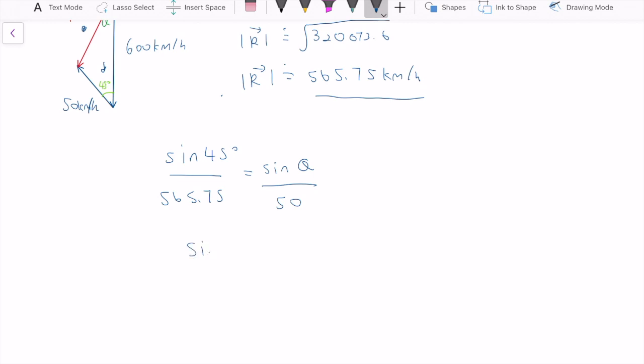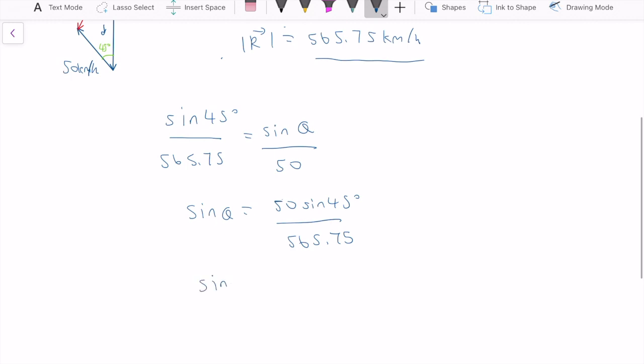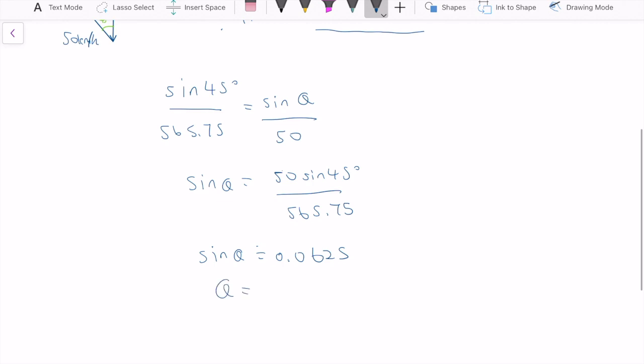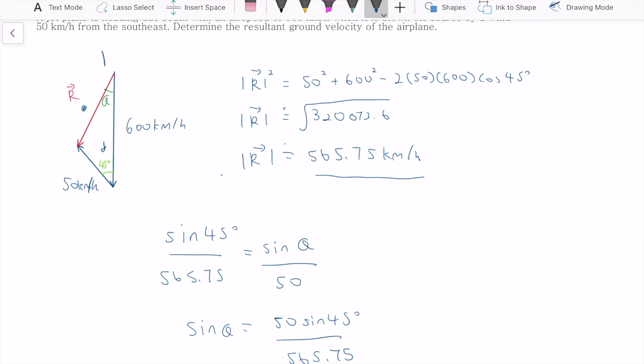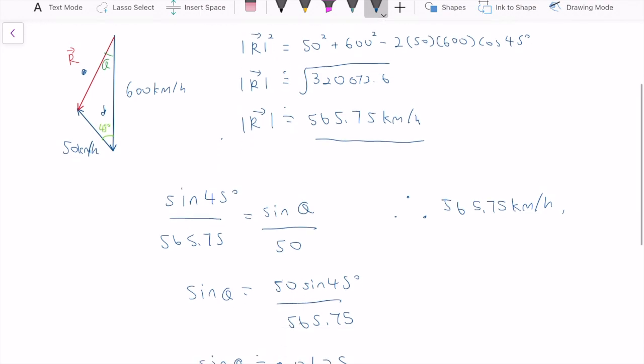So sine theta equals to 50 sine 45 degrees over 565.75. So sine theta equals to roughly 0.0625. Theta will equal to 3.58 degrees. And since this is the direction you're finding, your answer would be 565.75 km per hour. And the direction is south, 3.58 degrees west.